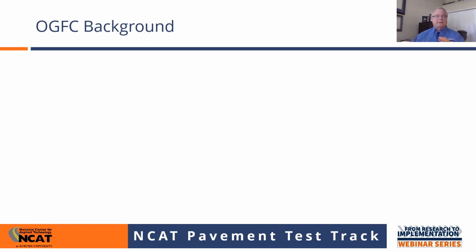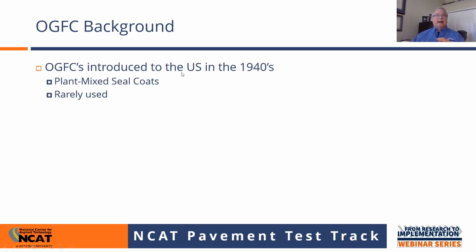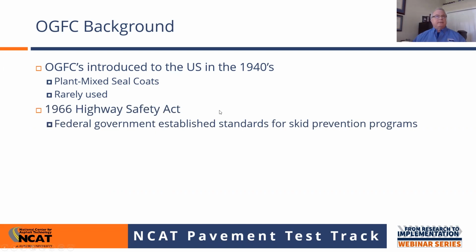I want to tell you a little bit about some of the background of it. Open graded friction courses were introduced to the US in the 1940s. I think they had been used in Europe and in Japan prior to coming here. At first they were plant mix seal coats, almost like a surface sealing type of project, like a chip seal, but they would pre-coat the aggregate and then use a paver, and it went down pretty good, but it really wasn't used all that much. I think it got a little bit of increased usage in the 50s.